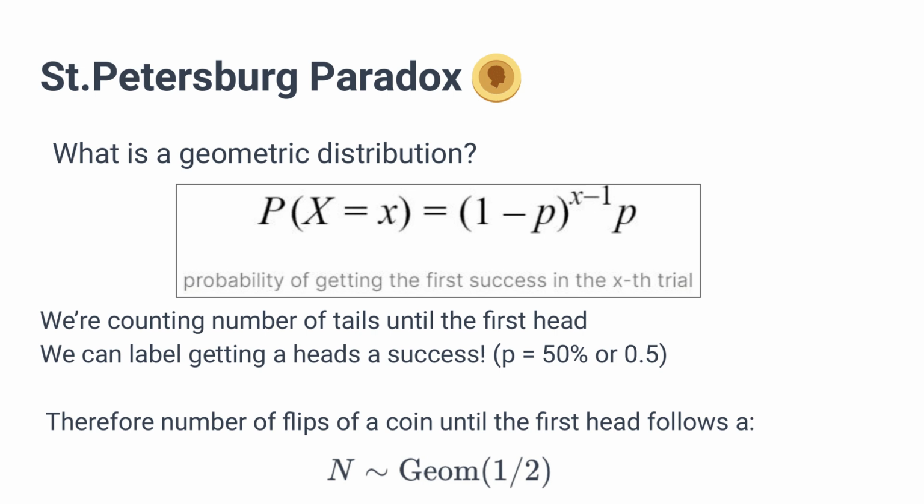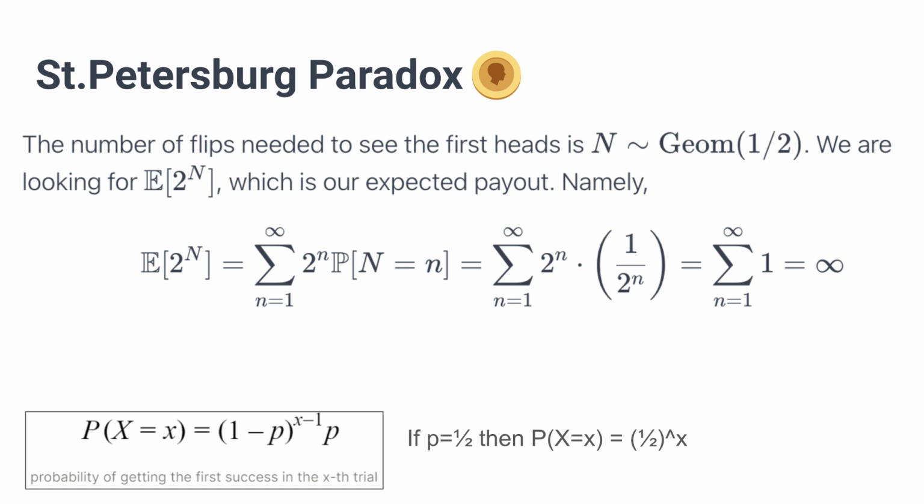Now, we're counting the number of flips until the first heads. We can label getting a heads as a success with p equal to 0.5 and a tails as a failure. Therefore, the number of flips of a coin until the first heads follows a geometric 1/2 distribution, where p is equal to 1/2. Now, all we need to do is find the expected value of the payout of this game.